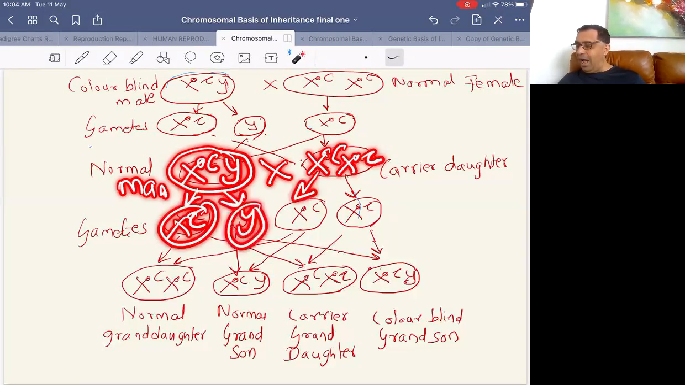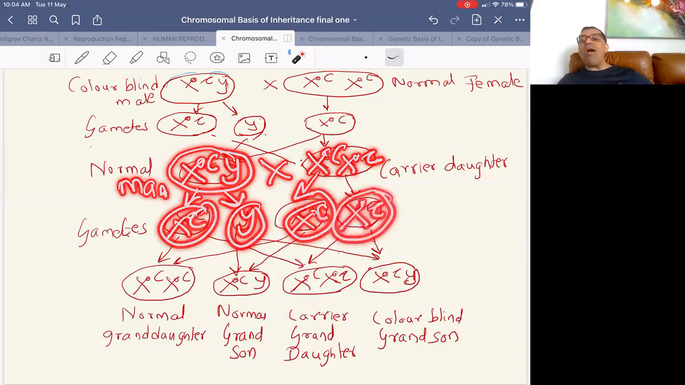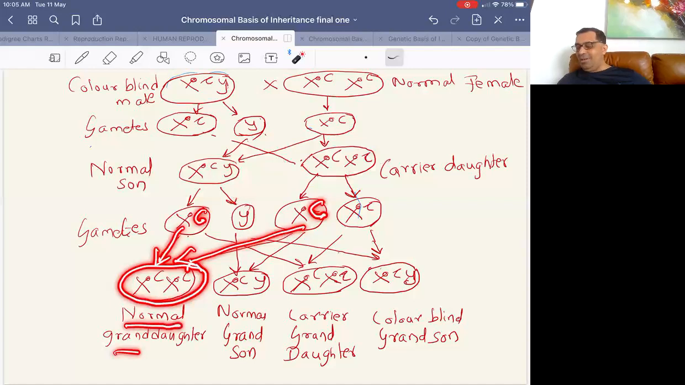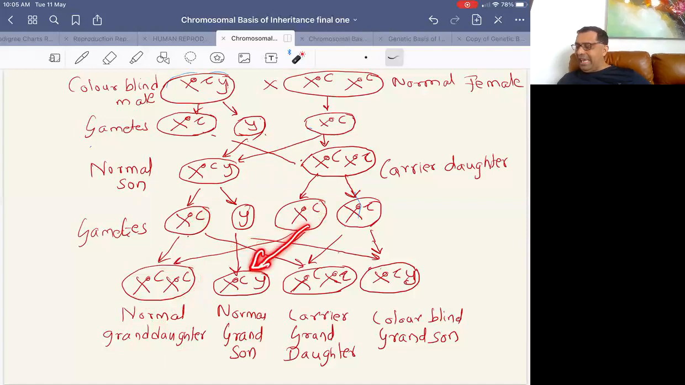और इसमें से बनेगा X capital C and X small c. And now how will the inheritance take place? So you will have X capital C and X capital C to form X capital C, a normal granddaughter. ये normal granddaughter हो गई. And X capital C and Y to form a normal grandson. तो ये normal grandson आ गया.